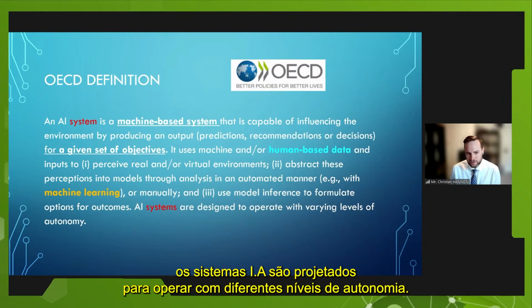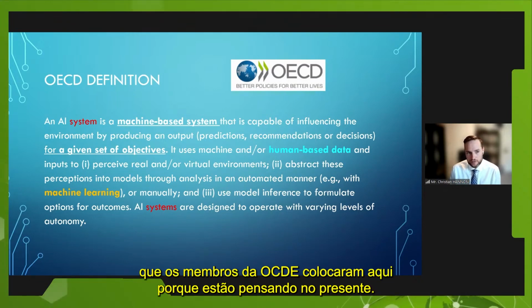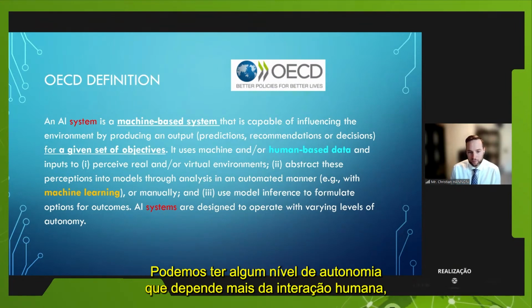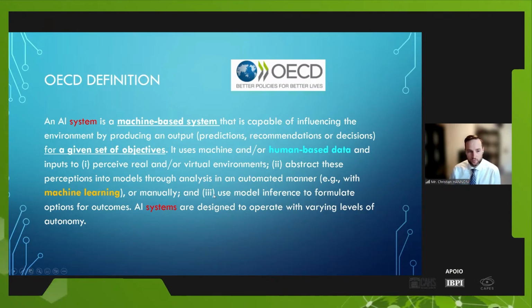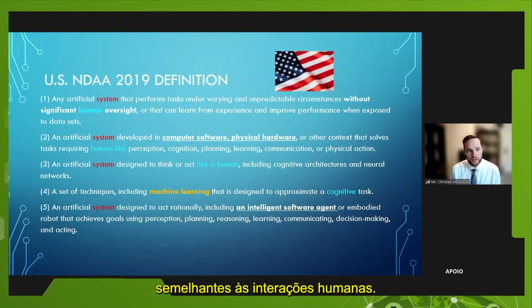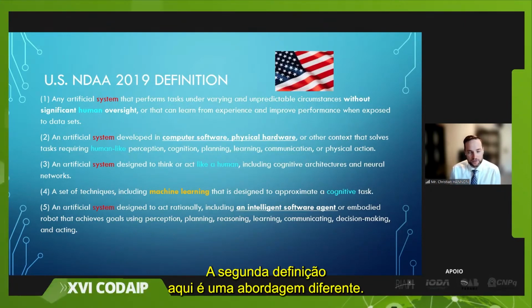So this last sentence here, that AI systems are designed to operate with varying levels of autonomy, is, in my opinion, a future-proofing mechanism that the OECD members put in here, because they're thinking about today we may have some level of autonomy that is more reliant on human interaction, but in the future, these types of AI systems could go much more autonomous, if not akin to human interactions.